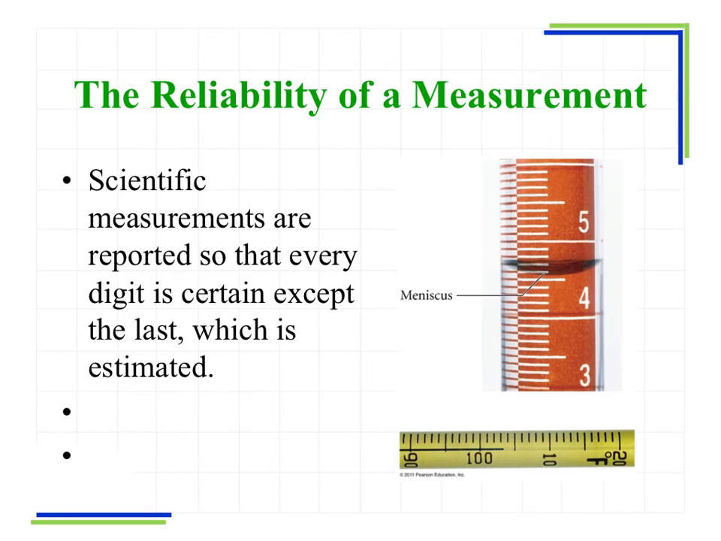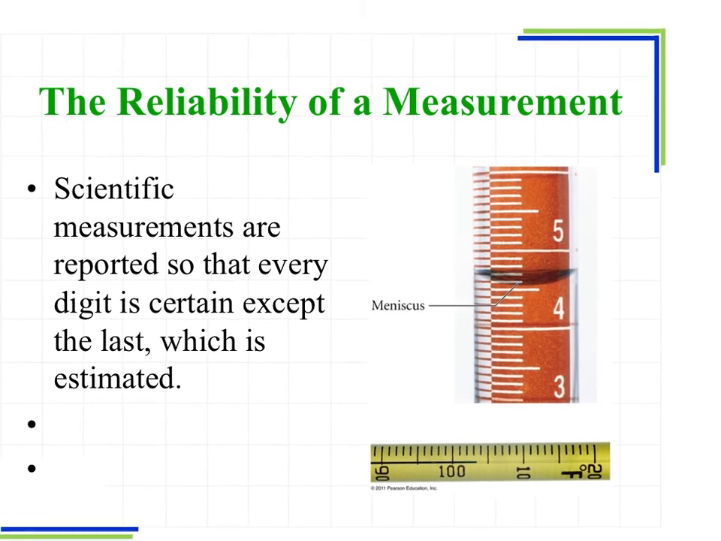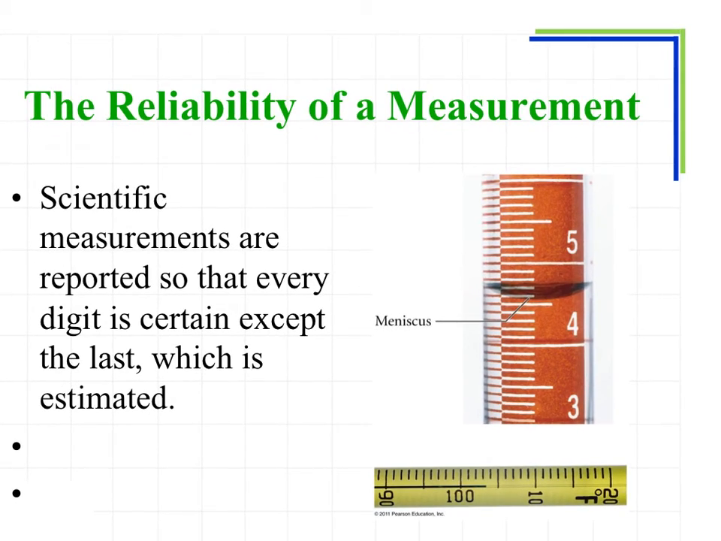We should also know the reliability of our measurement. So when you're reading a measurement on something like a burette or a graduated cylinder, scientific measurements are reported so that every digit is certain except the last, which is estimated. What does that mean? So think about a burette. You can see when you fill up with the solvent, it forms a meniscus. So, and that's what we form. If we can zoom in.